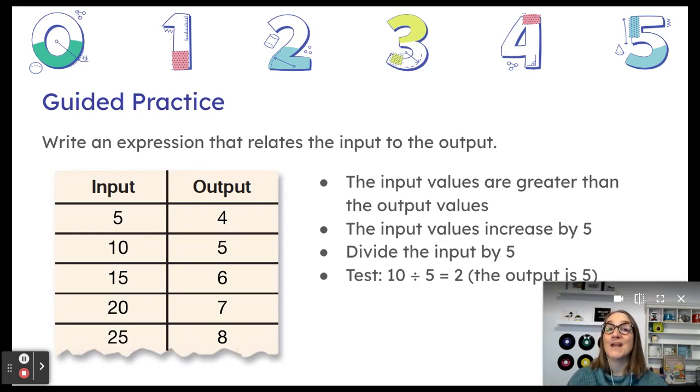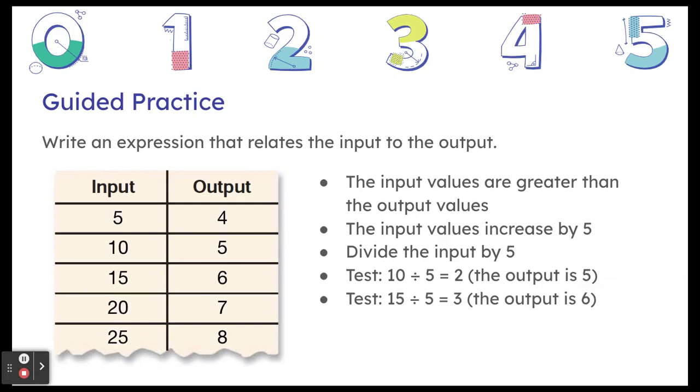Let's test it out with another input, and let's do 15 this time. 15 divided by 5 is 3, but we need to be at 6. But hang on, I see a pattern. We're short by 3. Okay, if we're short by 3, then we know that means we need to add 3. So our tentative pattern rule now is divide by 5, then add 3. But we need to test it out to make sure it works.